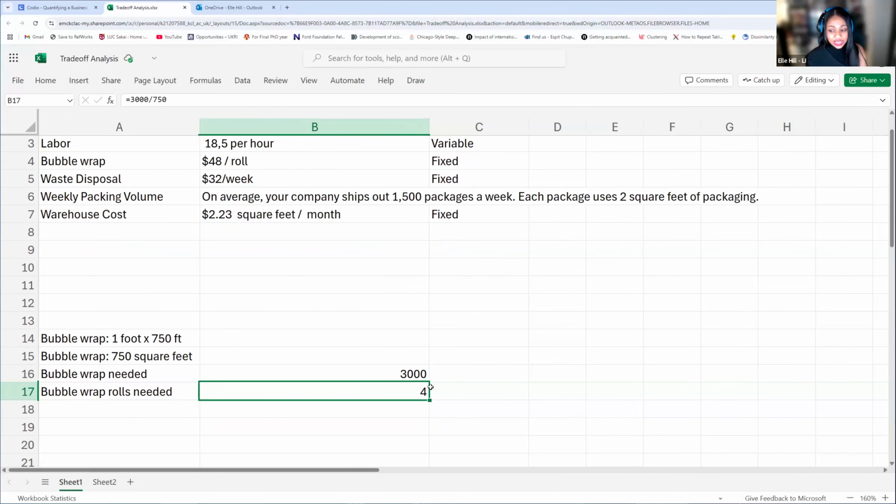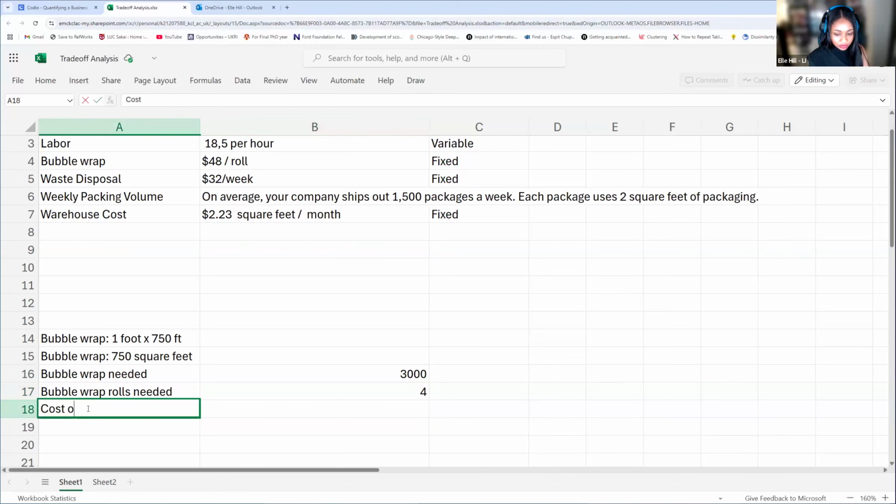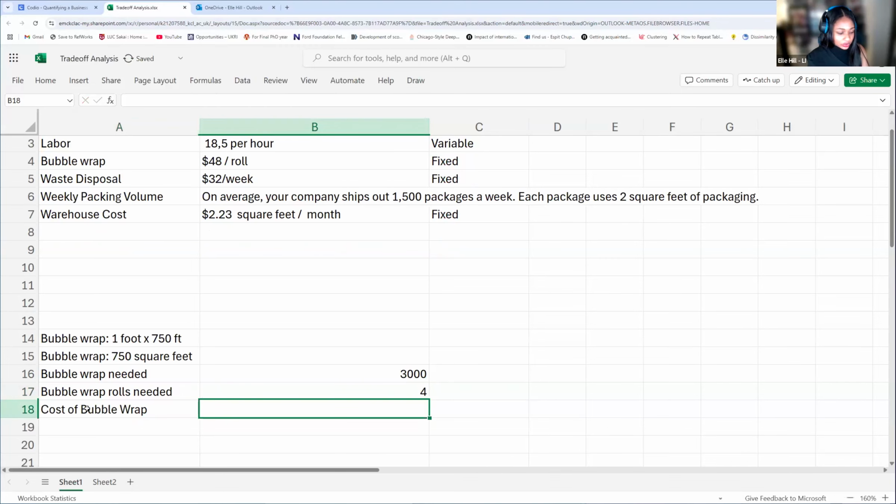Since we're going to need 4 rolls of bubble wrap each week, to figure out the cost of bubble wrap, we're going to do 4 times 48. And that gives us the 192 that we saw in live chat before.